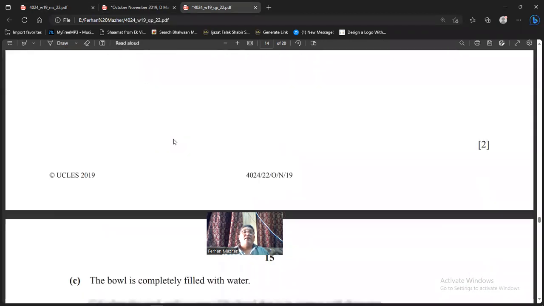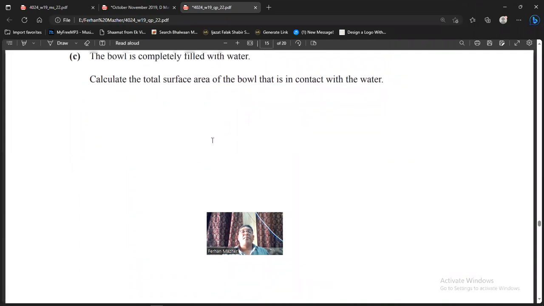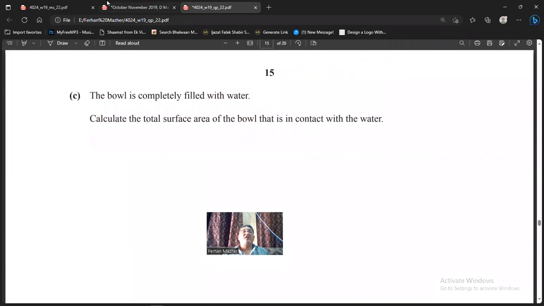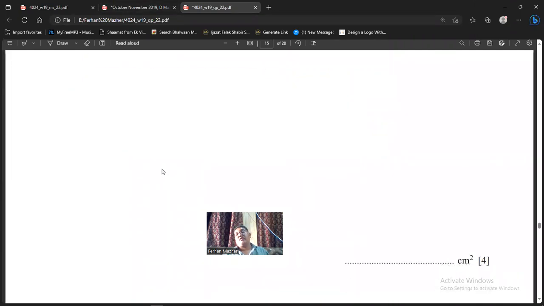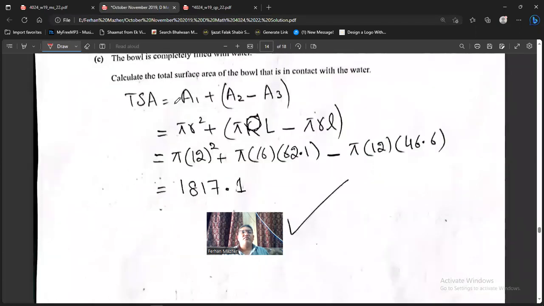So then C part: the bowl is completely filled with water. Calculate the total surface area of the bowl that is in contact with the water. Very simple. If the bowl is filled with water, the contact area of the water with the bowl will be the curved surface of that bowl plus the bottom of that bowl. So that will be, let me show you, A1 plus A2 minus A3. A2 is the curved surface of the big cone, A3 is the curved surface of the smaller cone, and A1 is the base of that bowl.